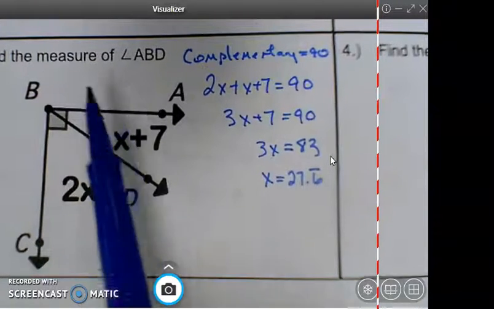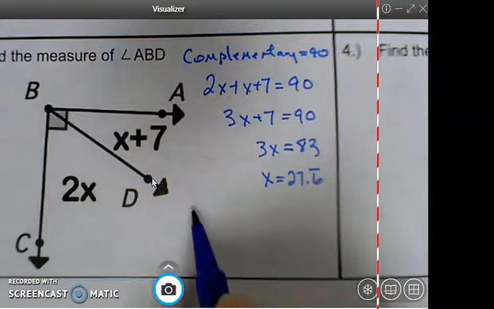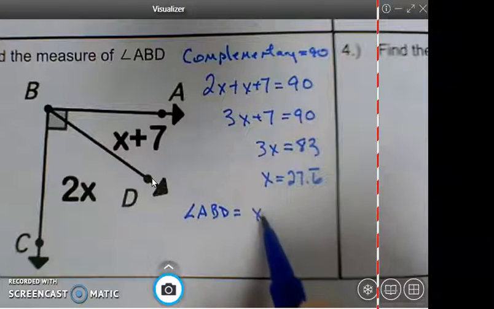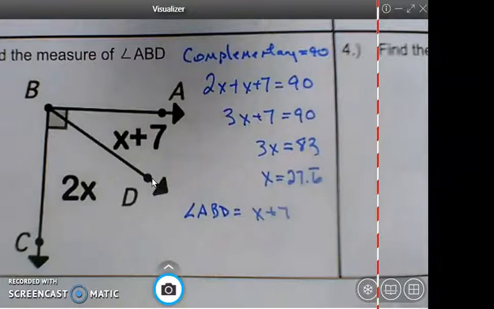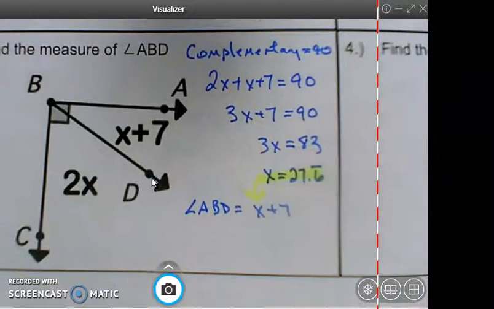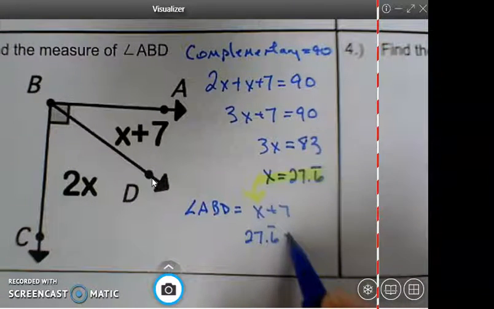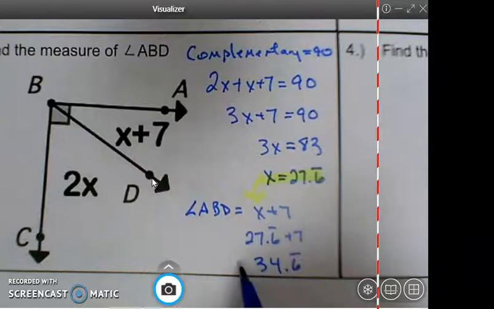But notice I did not answer the question. The question said find the measure of ABD. Again, that's ABD. So what I'm going to do is I know that the angle ABD is equal to x plus 7. So I'm simply going to take what they've given me here and plug it in to x. So that's going to be 27.6 plus 7, which gives me a total of 34.6 repeating.